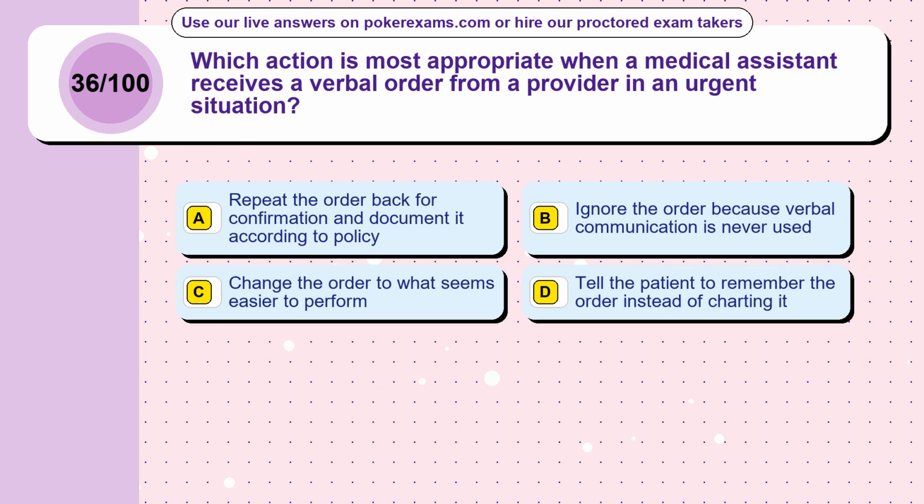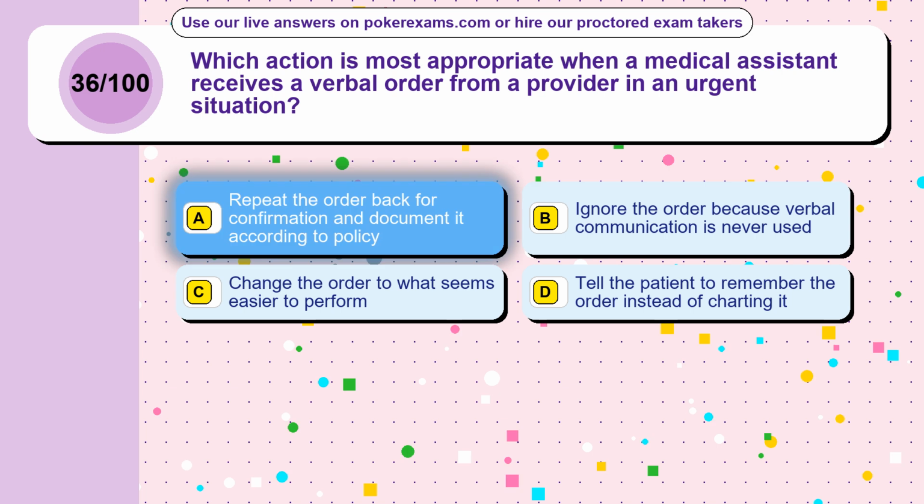Question 36. Which action is most appropriate when a medical assistant receives a verbal order from a provider in an urgent situation? Option A. Repeat the order back for confirmation and document it according to policy. Option B. Ignore the order because verbal communication is never used. Option C. Change the order to what seems easier to perform. Option D. Tell the patient to remember the order instead of charting it.